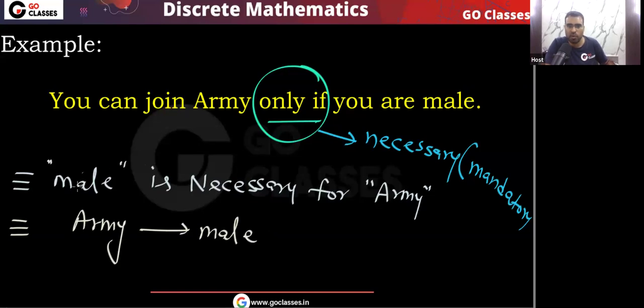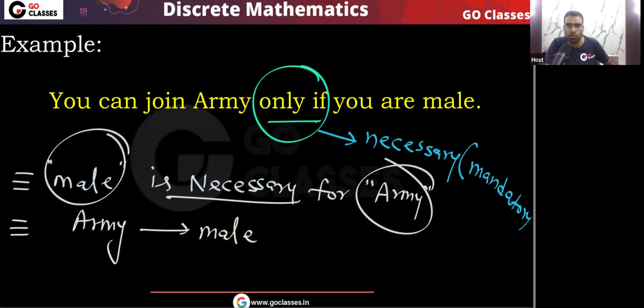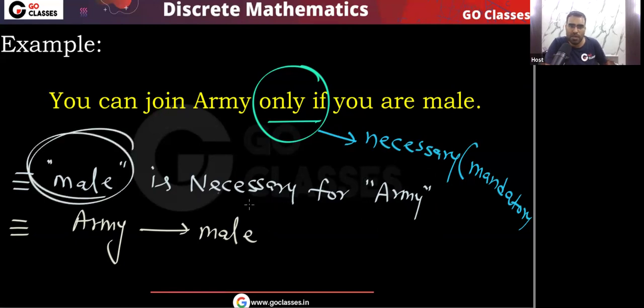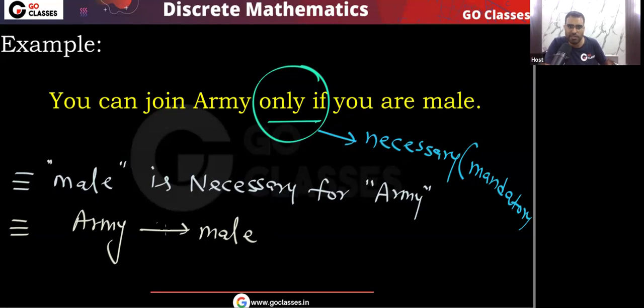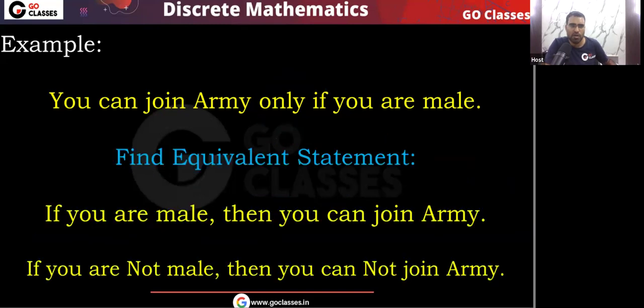Because P is necessary for Q, that means Q implies P. So male is necessary for army, that means army implies male. Okay, is this clear? Let me know. So very simple point. Remember.